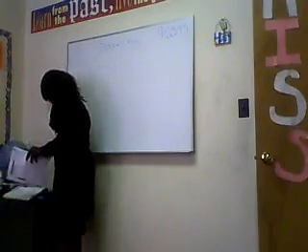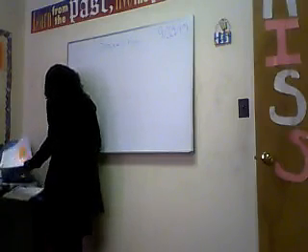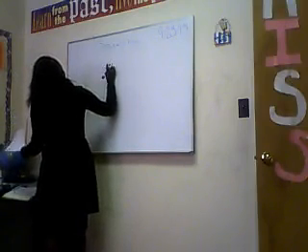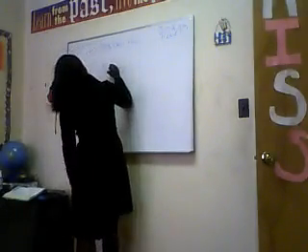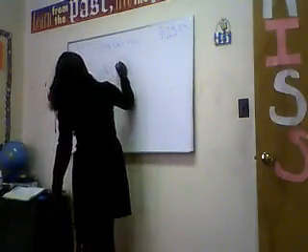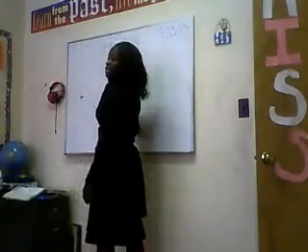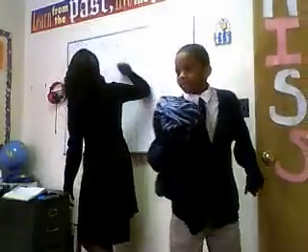Let's do another one, ladies and gentlemen. Let's do 10 over 16. 2. That's what we're going to start with. 10 divided by 2 is 5. 16 divided by 2 is? Can I reduce that anymore? No, I cannot. So my most simple fraction is 5 over 8.